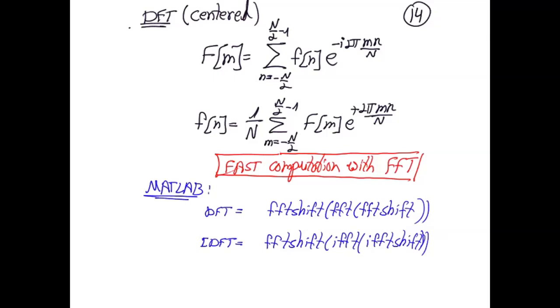As opposed to time signals, where the beginning is usually 0 and there's no negative time. So you have to understand that in MRI, we use centered Fourier transforms. And then the inverse Fourier transform is 1 over N, again with those ranges. Here, the kernel is minus i 2 pi mn over capital N, and here is the plus version. Of course, we can compute these DFTs very fast using the FFT.